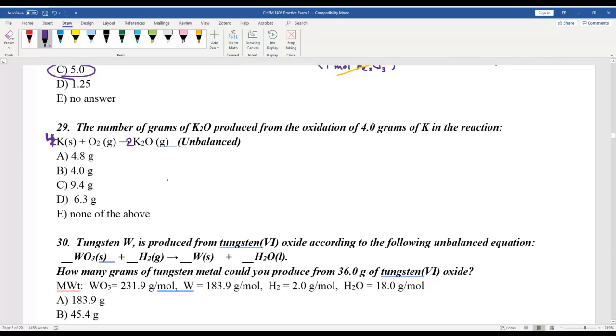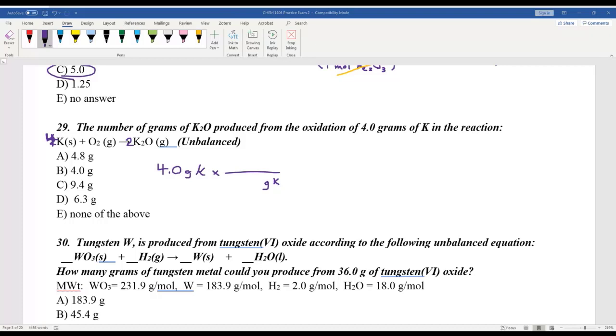So now we can go ahead and proceed to do the calculation. So how would I start this? I have 4.0 grams of potassium to start. What would I do here? Well, first of all, let's think about what goes on the bottom. What unit goes on the bottom of this first conversion factor? Grams of K. Very good. Because the grams of K has to cancel out.